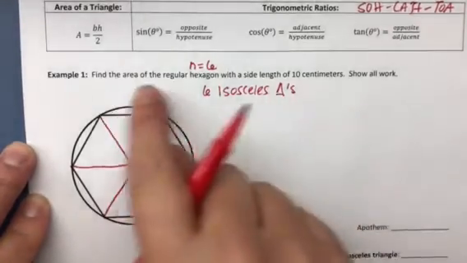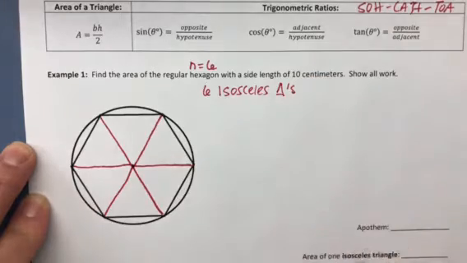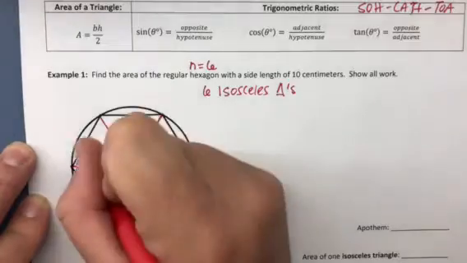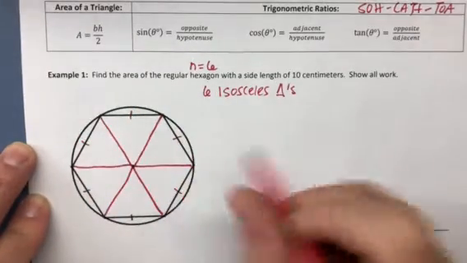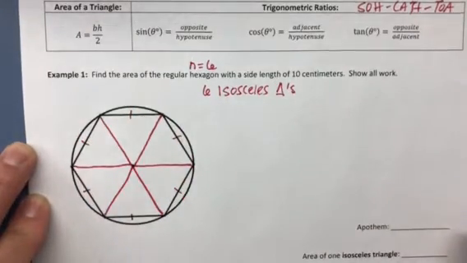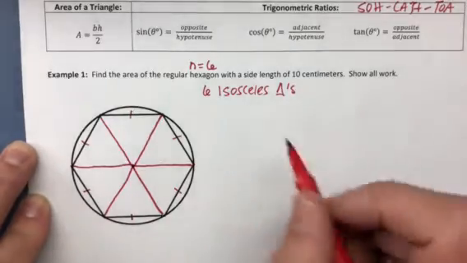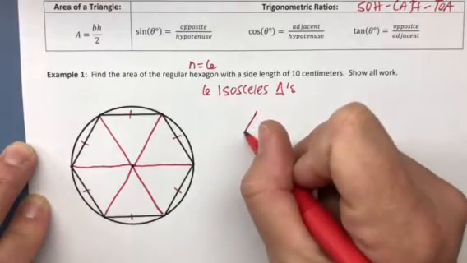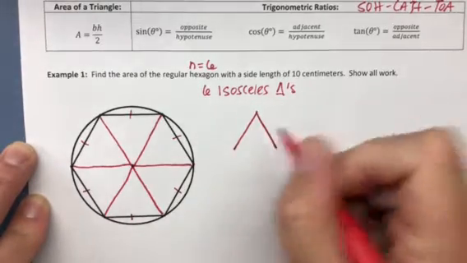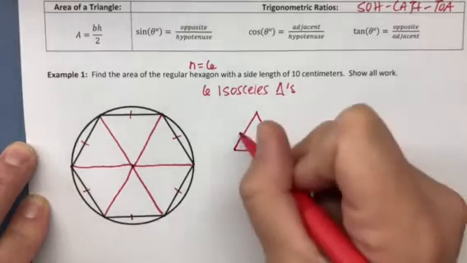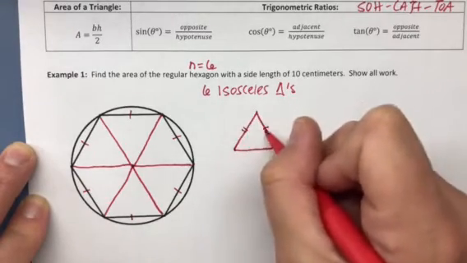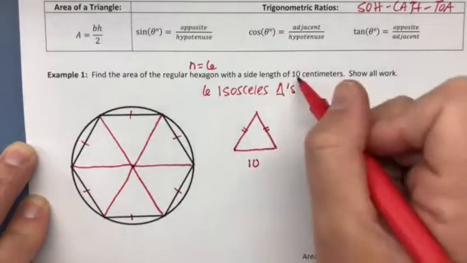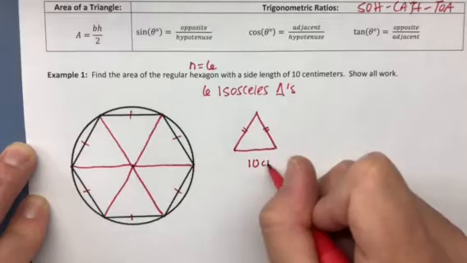We also know that the length of each side is 10 centimeters. So for all of these side lengths, they're all the same because it's a regular shape, so it's equilateral. So what I'm going to do is just pop out one of these triangles, and we're going to just look at one of these isosceles triangles we made. And so we know that these two sides are the same length, and we know that the length of this is 10 centimeters because we're told that in the problem.